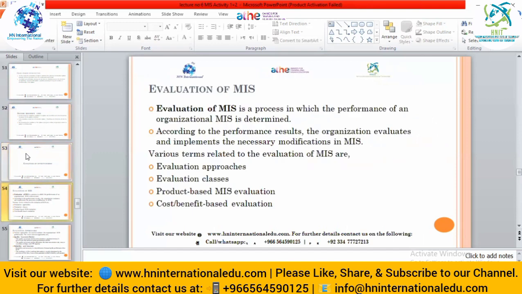The method, or process, through which we can evaluate the management information system is that, according to the performance result, the organization evaluates and implements the necessary modifications in the management information system. Now we have to see how we can evaluate and modify our system. We have to check the evaluation approaches, the evaluation classes, and then product-based evaluation and cost-benefit-based evaluation.